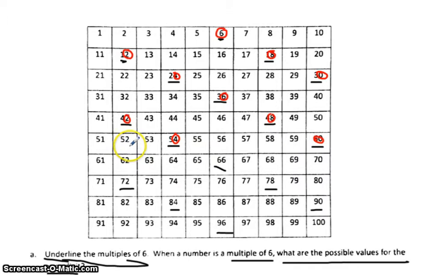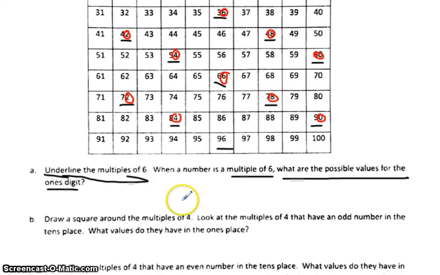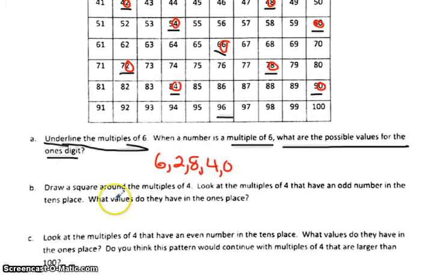What ends in the ones place when we're skip counting by 6? 6, 2, 8, 4, 0. So that's what ends up in the ones place: 6, 2, 8, 4, 0. It's to help you know the pattern. You can see it even on the hundreds board.